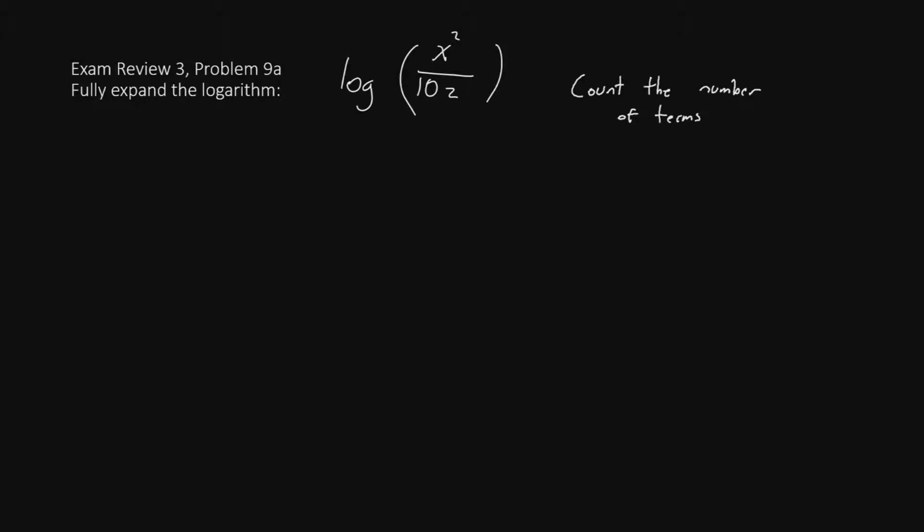Well, on the top here, we've got x squared. That's one term from there. And on the bottom, we have a 10 and a z. So on the bottom, we have two terms. That gives you a total of three terms. So in the expanded logarithm, we will have three logs.